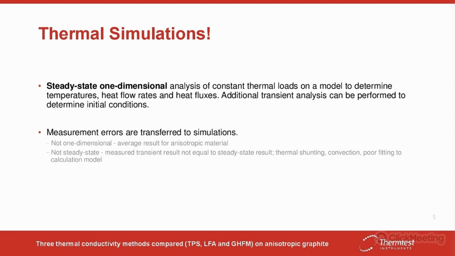And of course, other modes of heat transfer, such as convection, radiation, and thermal shunting, can cause errors. Thermal shunting is an overestimation of thermal conductivity due to shunting across fibers or particles within a matrix. We talk about that in other webinars, which you can see on the webinar section of our website.